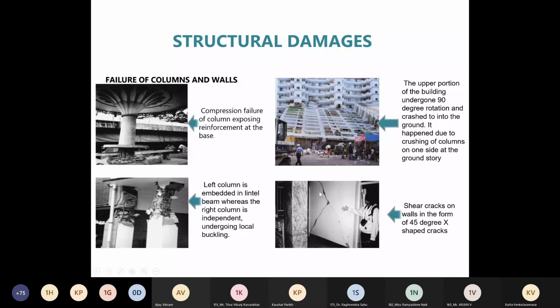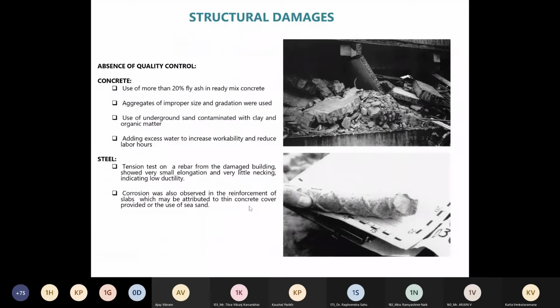And here, shear cracks on the walls in the form of 45 degree. We saw earlier also these kinds of cracks. Then during the damage survey, absence of quality control was observed: use of more than 20% fly ash in ready mix concrete, aggregates of improper size and gradation, you can see here, and use of underground sand contaminated with clay and organic matter, and adding excess water to increase workability and reduce labor hours. So these were some of the causes of failure in concrete.